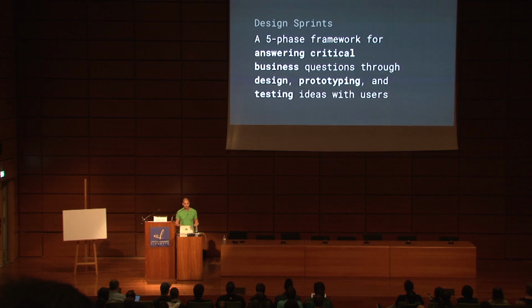So a definition of a design sprint is a five-phase framework for answering critical business questions through design, prototyping, and testing with users. The key thing here is answering critical business questions. So what are you going to do a sprint on? This could be anything. This could be, we want to launch a new app to do X.